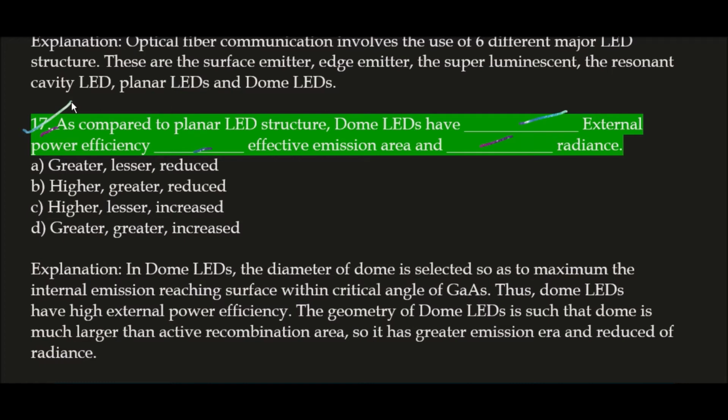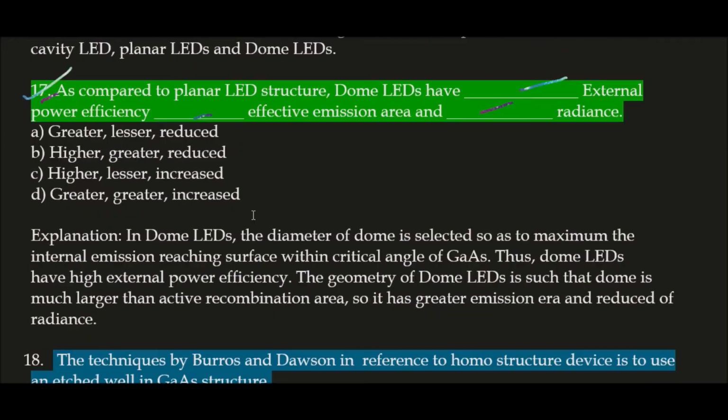Okay. The geometry of dome LEDs is such that the dome is much larger than the active recombination area. So it has greater emission area and reduced radiance. In this way, the correct answer is option B, higher, greater and reduced respectively. As compared to planar LED structure, dome LEDs have higher external power efficiency, greater effective emission area and reduced radiance.